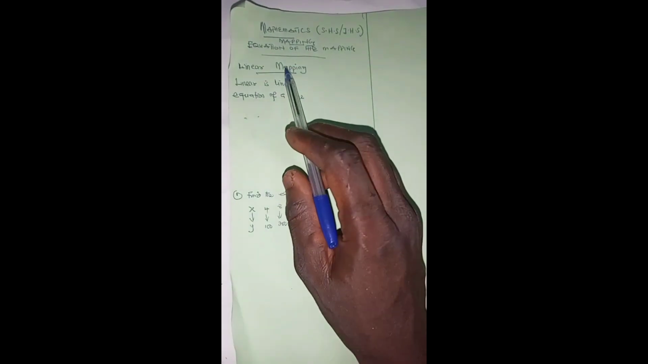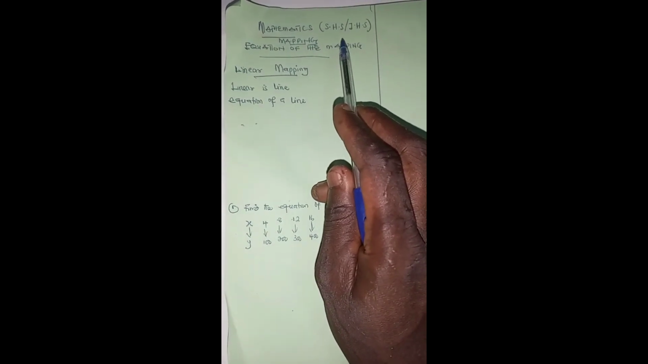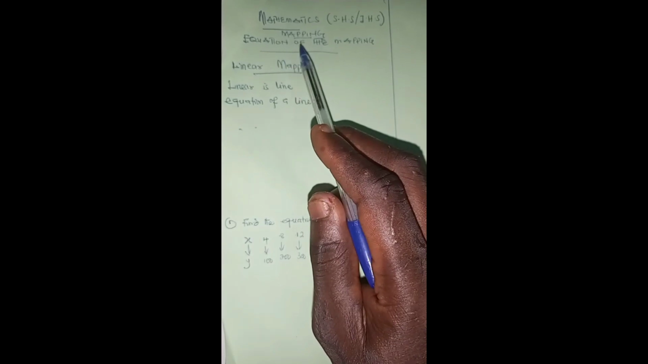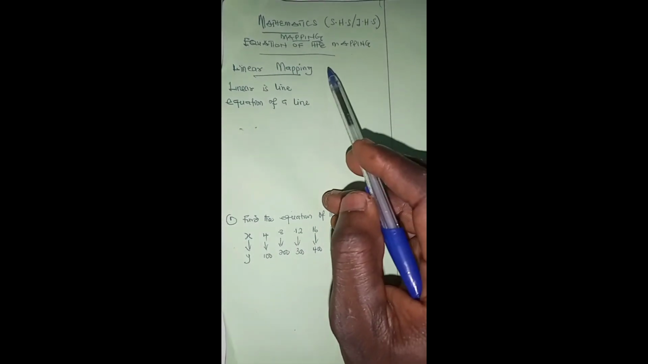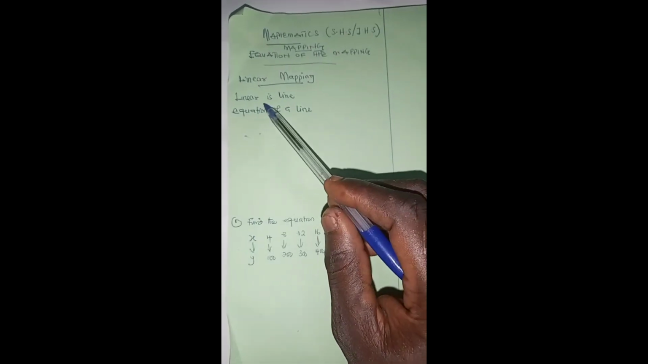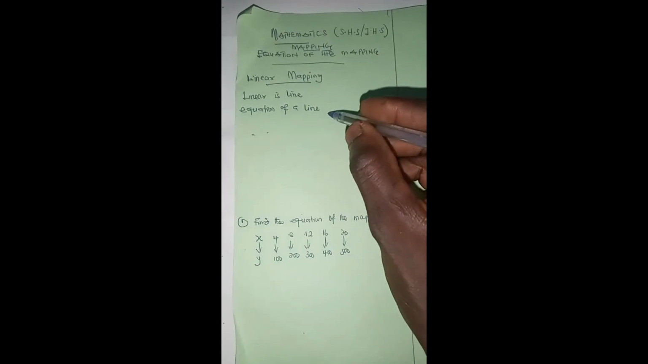Today we are going to look at SHS and GHS mathematics, mapping, the equation of the mapping. Now we are going to concentrate on linear mapping. Now linear is a line. Then the equation of a line is given by y is equal to mx plus c. We all know that is the equation of a line. So we are going to consider that.